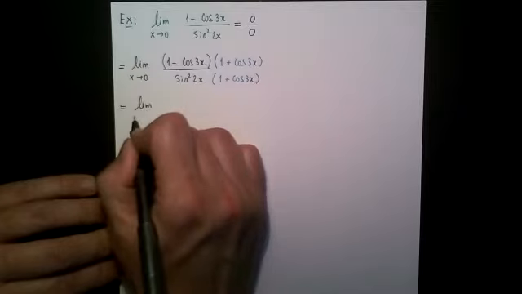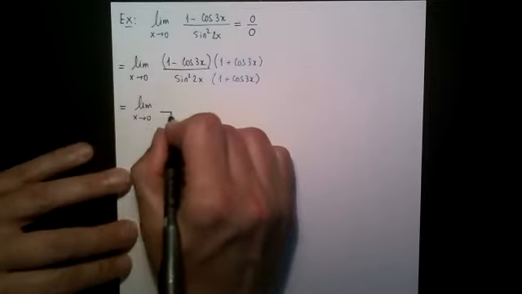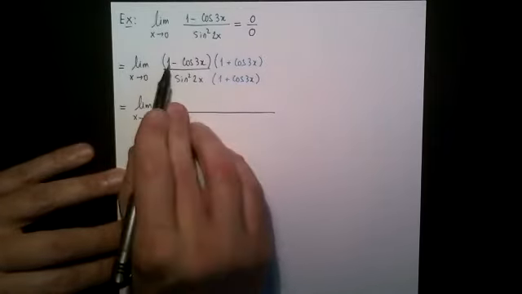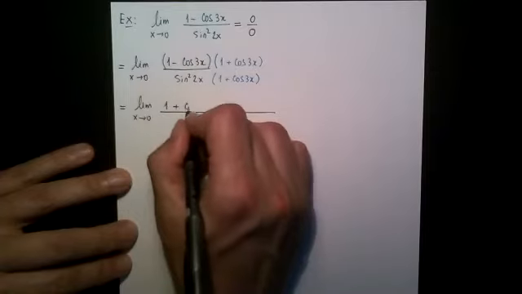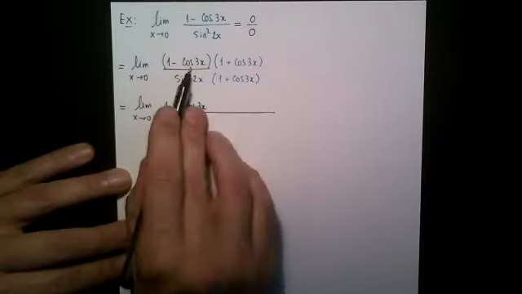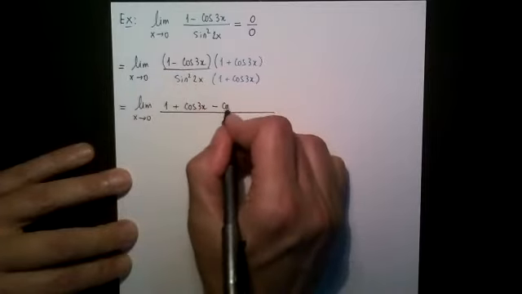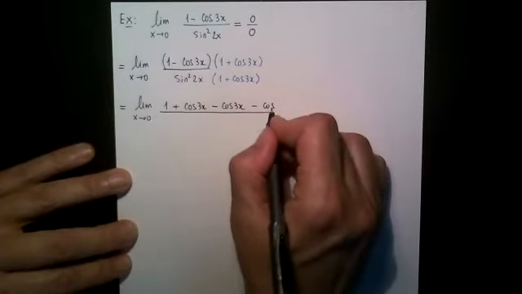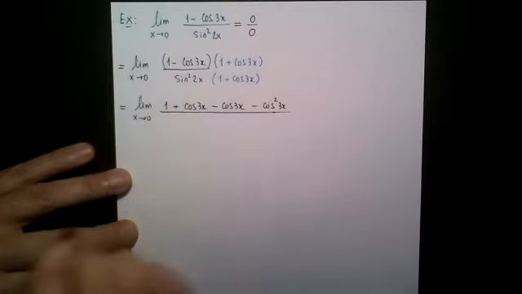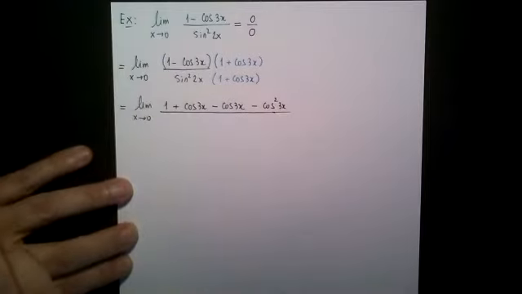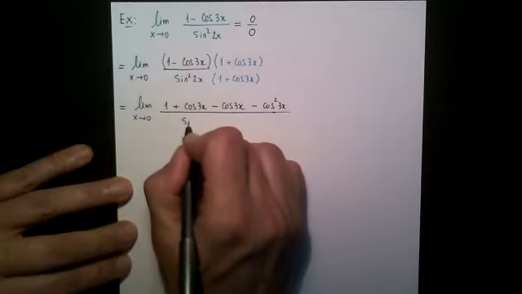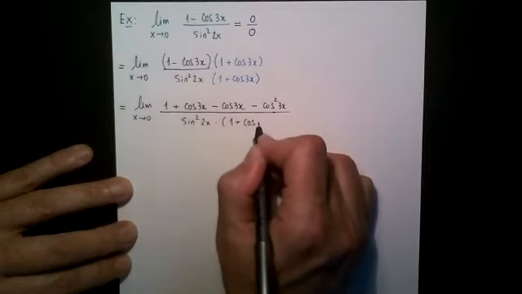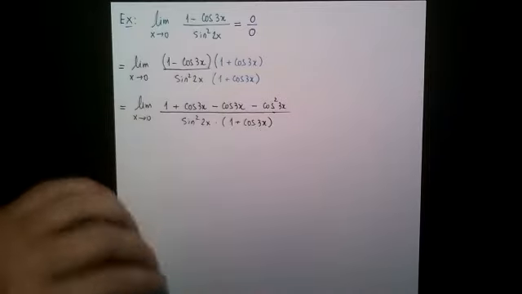Equals limit x approaches 0. So here we go. So 1 times 1 is 1. Then 1 times cos 3x, so it's plus cos of 3x. Then minus cos times 1 is minus cos of 3x. Then minus cos times plus cos is minus cos squared of 3x. Okay, and then on the bottom, sine squared 2x times this stays 1 plus cos 3x.